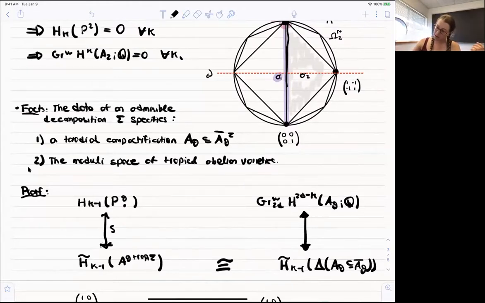And this homology here is independent of the choice of admissible decomposition. So it turns out the homeomorphism type of the moduli space of tropical abelian varieties does not depend on the admissible decomposition you pick. And what this means is, if you have a singular compactification, take a barycentric subdivision until eventually everything is smooth. On the toric side, it's clear that the homology of those things are going to be the same because the homeomorphism type is the same.